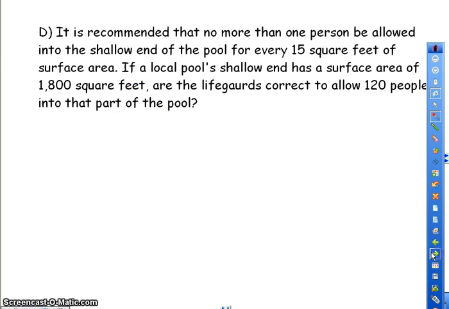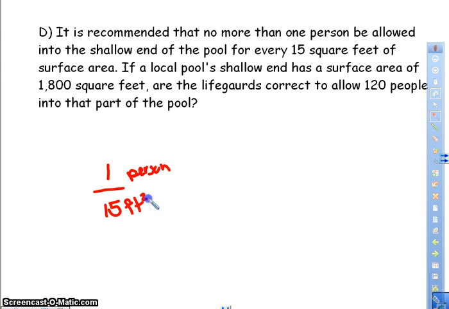All right. It is recommended that no more than 1 person be allowed into the shallow end of the pool for every 15 square feet of surface area. If the local pool's shallow end has a surface area of 1,800 square feet, are the lifeguards correct in allowing 120 people into that part of the pool? Okay, so they said no more than 1 person allowed in the shallow end for every 15 feet. So 1 person to 15 square feet. They want to know if they are allowed to do 120 people.